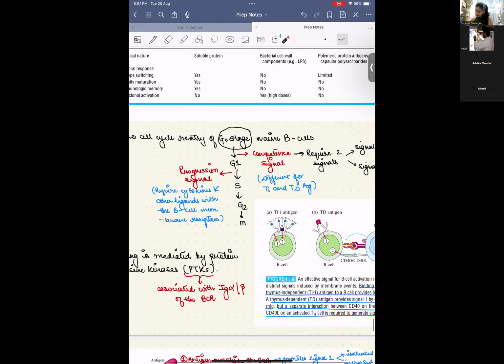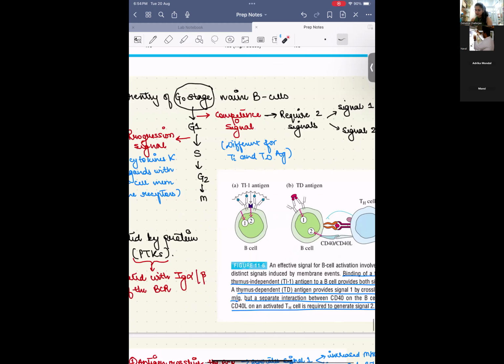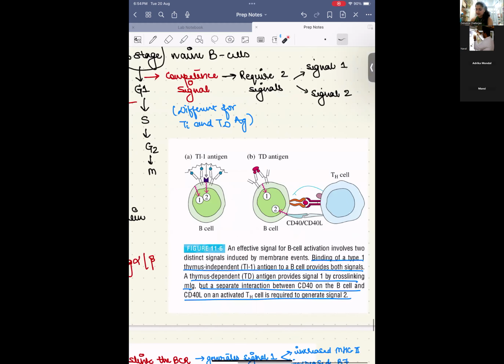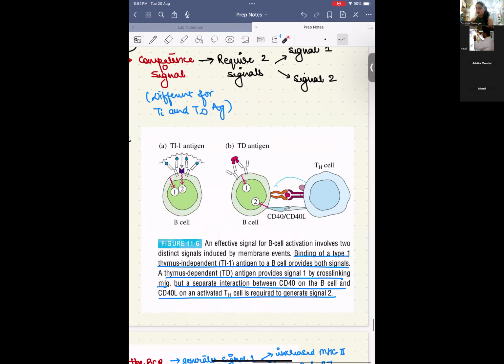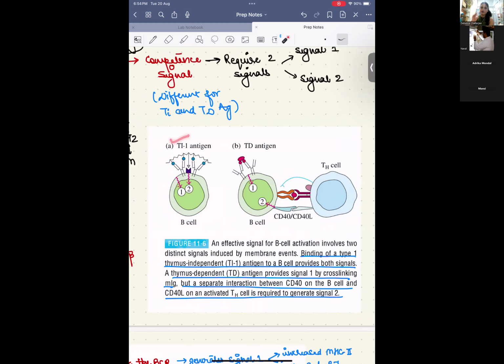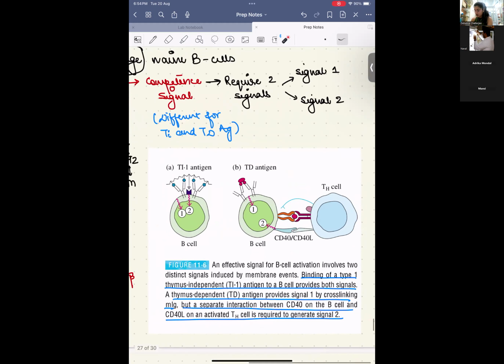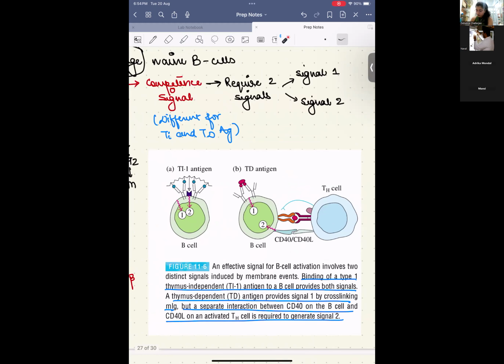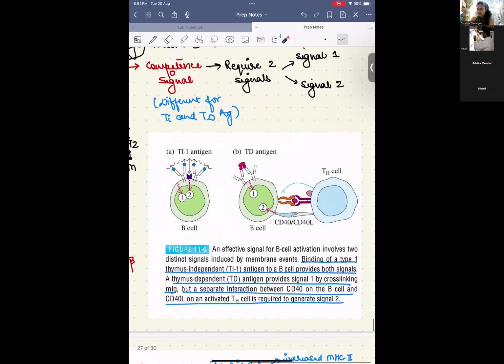Now if you look here, this is just a schematic. For TI1 antigen, which they're referring to as LPS, the binding of type 1 thymus independent antigen provides both of these signals, signal 1 as well as signal 2. Signal 1 and signal 2 are essentially two chemical events happening inside the cell that instruct the cell to get into the next phase.